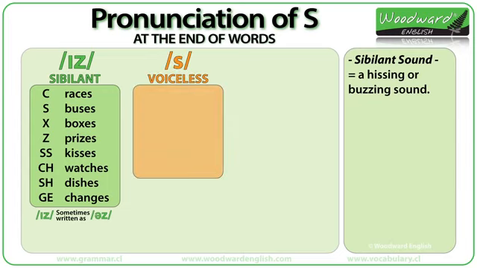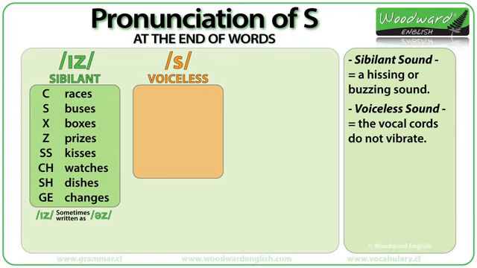The next group are the words that end in a voiceless sound. A voiceless sound is when the vocal cords do not vibrate, as the sound comes from the mouth and not the throat. If the last consonant of the word ends in a voiceless sound, like the P in sleep, then the S is pronounced as an S sound. So sleep becomes sleeps.